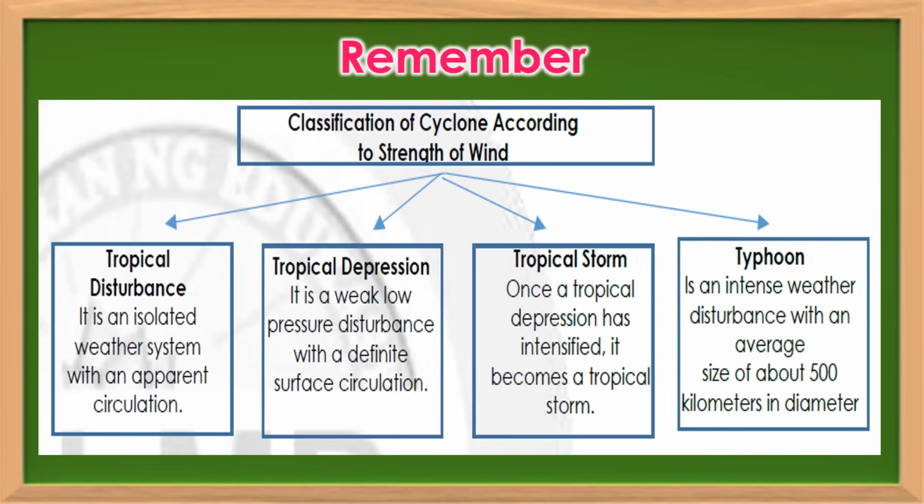Grade 5 learners, remember this. Cyclones can be classified according to strength of wind. Tropical disturbance. It refers to an isolated weather system with an apparent circulation.